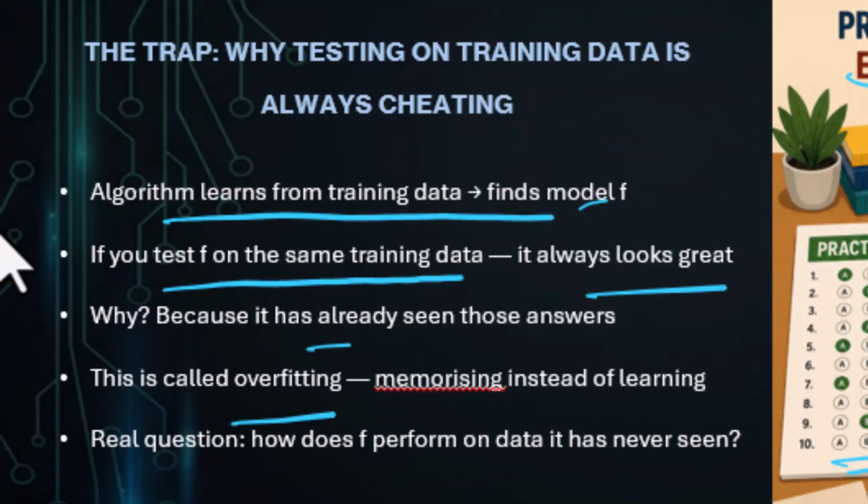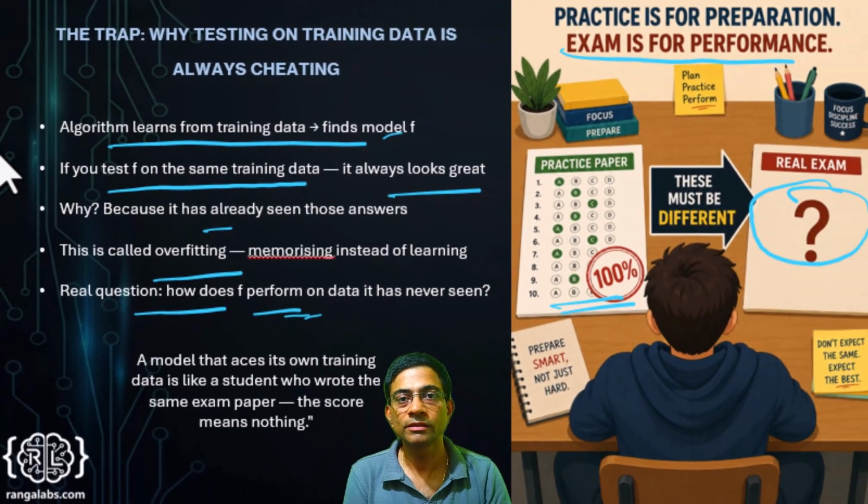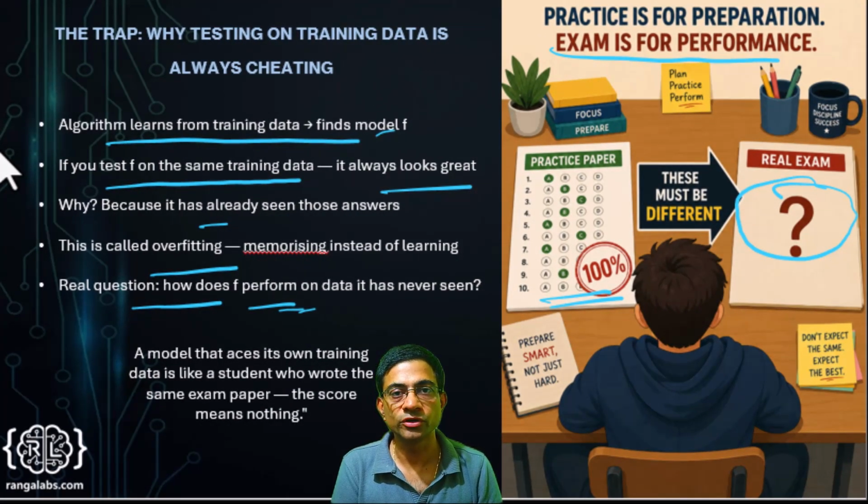This is called overfitting. Overfitting means what? It is not guessing and coming to the conclusion, but it already knows the answers. So that is why it is giving you a perfect answer for every question. The real question is, how does F perform on data it has never seen? That is what we are going to do in this video.